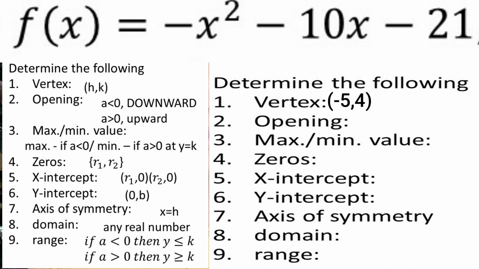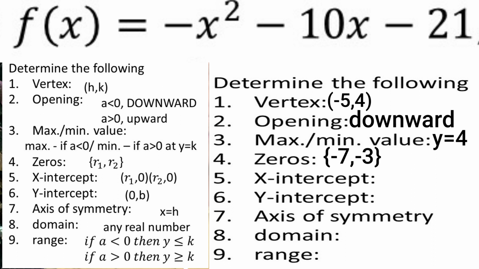On the opening of our graph, you need to identify if a is positive or negative. In the given function, a is negative. Therefore, the opening is downward. Since our a is negative again, we will be having a maximum value at y is equal to 4. Now let's identify the zeros of the given function. We need to substitute 0 for f of x and solve for the value of x. In this case, we will be arriving at negative 7 and negative 3.